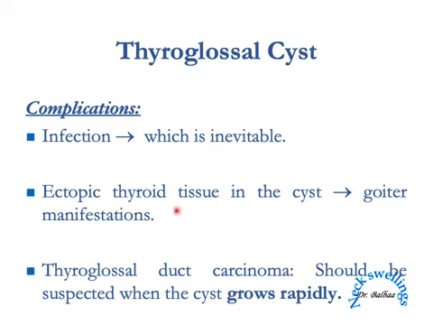It may harbor some ectopic thyroid tissue in the cyst, so it may enlarge to have some manifestations of goiter. And also, this is something essential whenever we treat it, because sometimes this will be the only thyroid tissue that is present. So if we excise the thyroglossal cyst, we will excise all the thyroid tissue and the patient will have hypothyroidism. Carcinoma within the duct is very rare to encounter, while it can be suspected if I have very rapid growth of the swelling, more than the usual rate of growth.